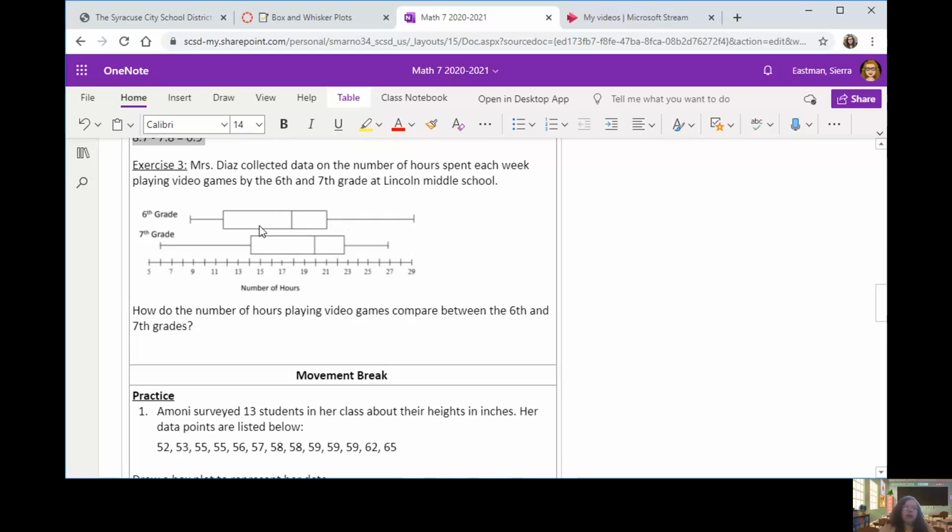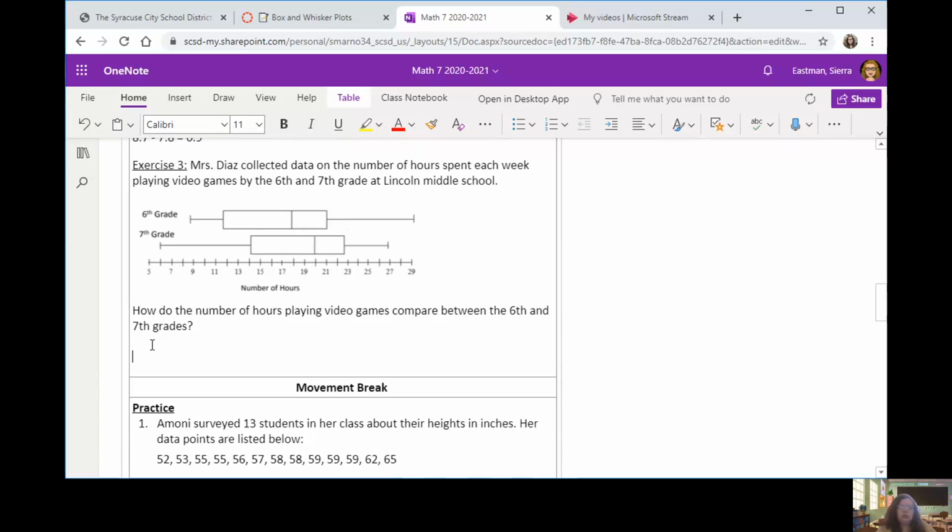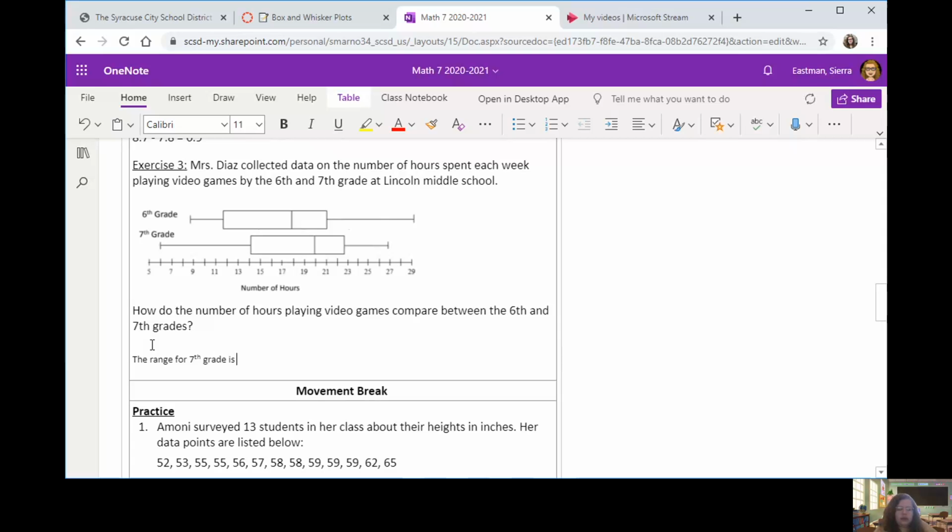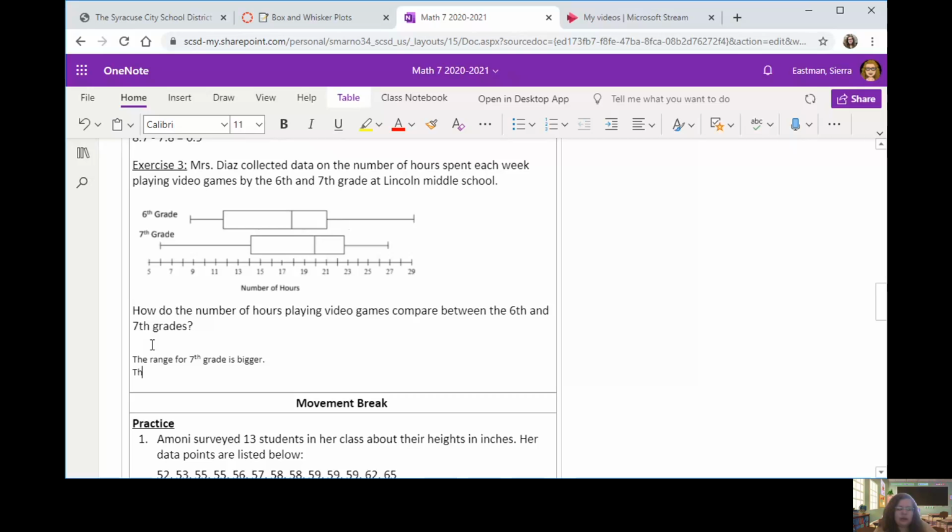We can find the range. 29 minus 9 is about 20. 27 minus 6 is about 21. So the range is a little bit bigger for 7th grade. And we can use all of those data points to draw some conclusions. We can just write those down, saying that the range for 7th grade is bigger. Okay, the median for 7th grade is bigger.